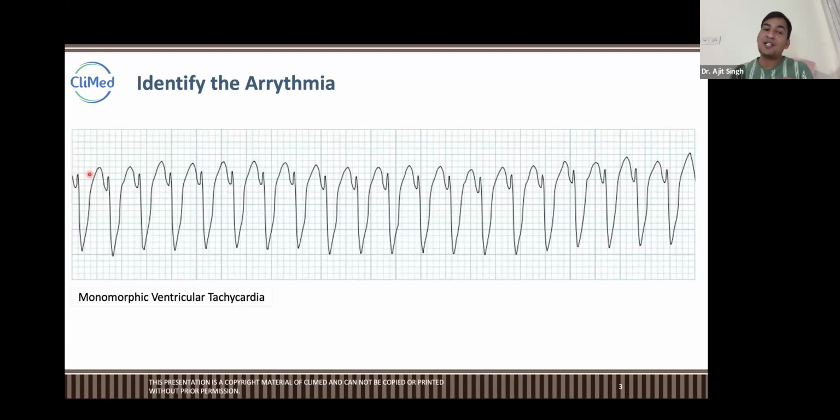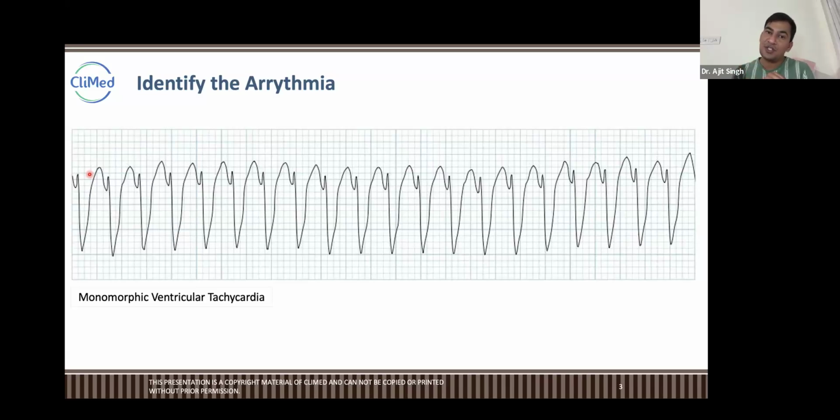Okay. The second phenomenon is no P wave. There is no P wave. And the third most important phenomenon is that there would be no RBBB or LBBB pattern. I just told you the basics of that, and I'll tell you how it looks. The LBBB pattern is also not there. So that is ventricular tachycardia.